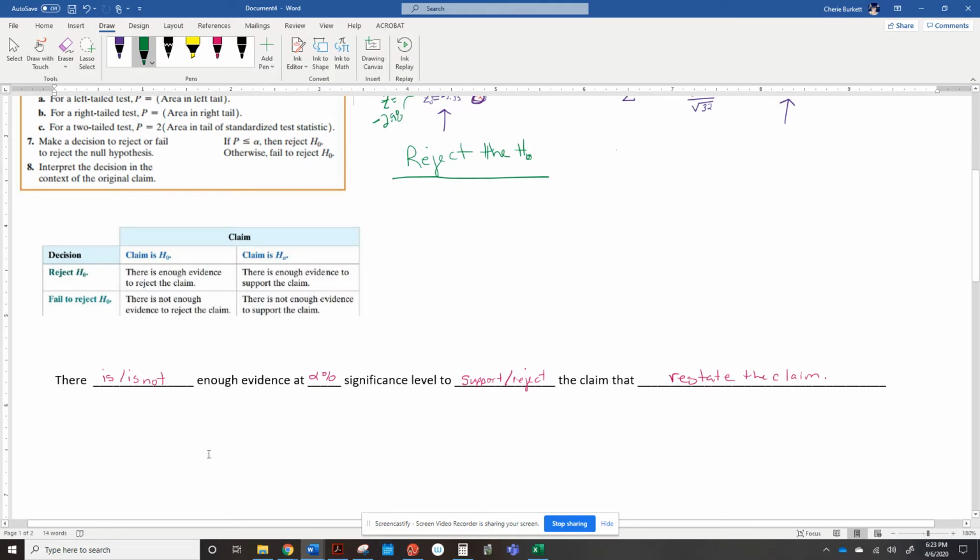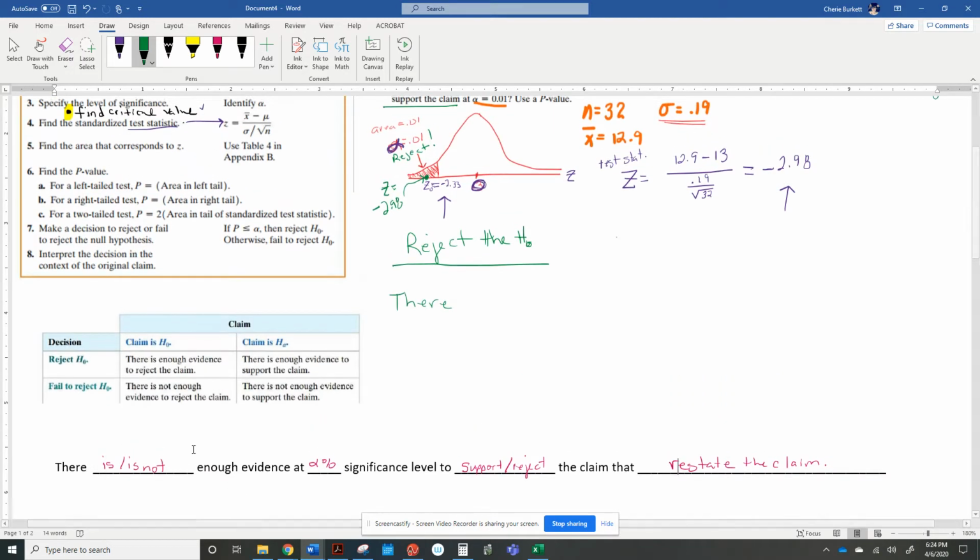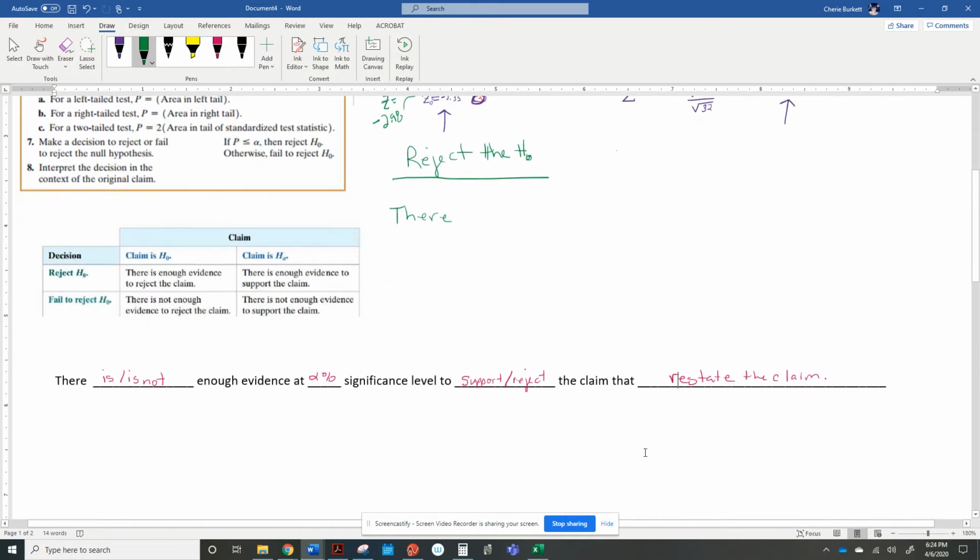Okay. This is always going to be your answer. Your answer is always going to be, and we're going to write it there. And you're going to have to figure out, am I going to put the word is or is not enough evidence at, and then you're going to look at your alpha and put your alpha in there. But how do we know if it's is or is not? How do we know if it's support or reject? How do we know what these two are?